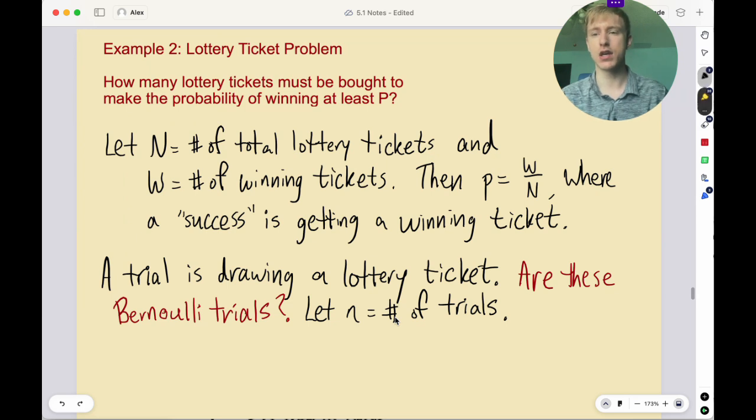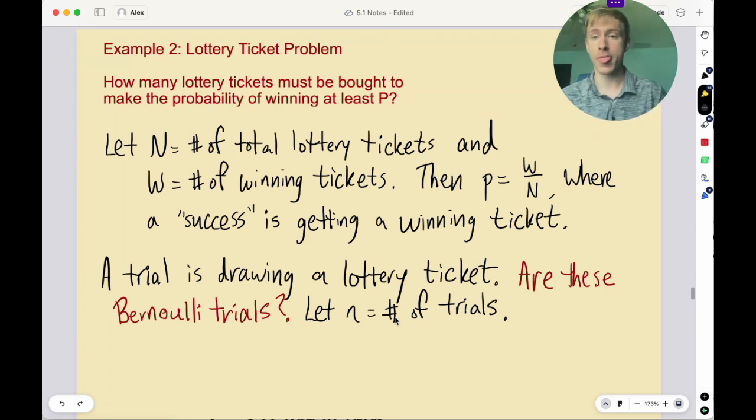So the idea is we're going to let capital N be the number of total lottery tickets out there. Capital W is going to be the number of winning tickets, whatever that means. Maybe the winning ticket is like the Powerball ticket, or it could be getting a prize over $100. Well then the probability of a success, getting a winning ticket, little p, is just the ratio of the winning tickets to the total number. And then the trial is just drawing a lottery ticket, buying a lottery ticket. And the question that I want to ask, are these Bernoulli trials? Are they independently and identically distributed?